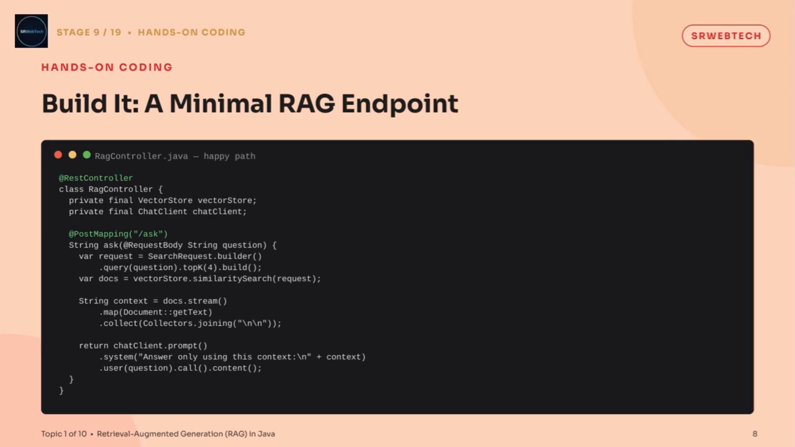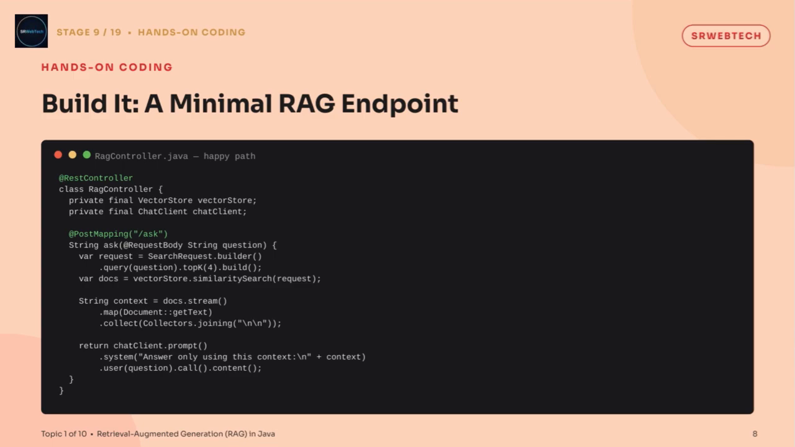Now, let's dive into our first hands-on topic, Retrieval-Augmented Generation, or RAG, implemented in Java. Here, we see a simple controller that handles questions by searching a vector store for the most relevant documents. It then combines those documents into context and passes that to a chat client, which generates an answer strictly based on that context. This minimal example shows the core flow: retrieving, augmenting, and generating, all in just a few lines of code.